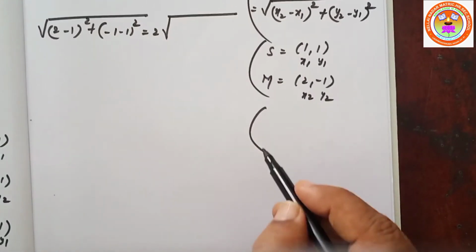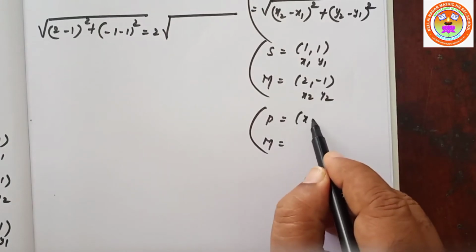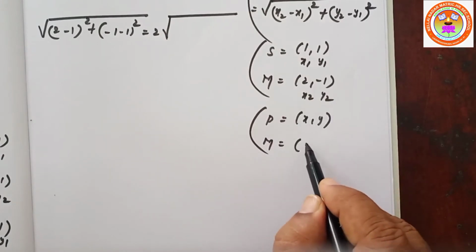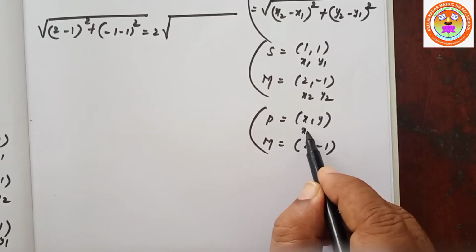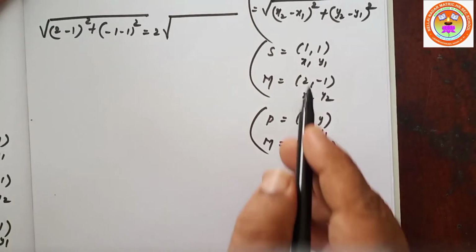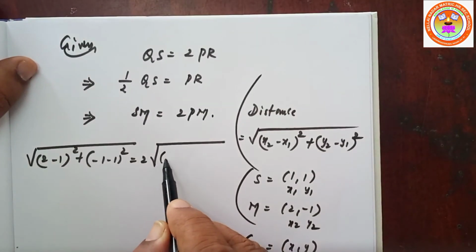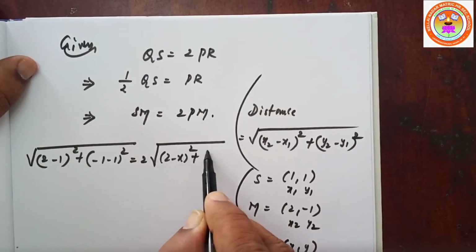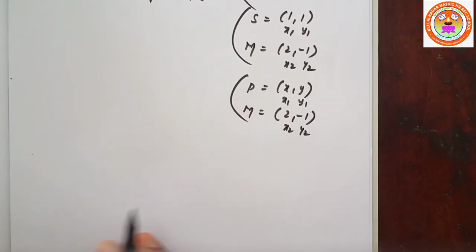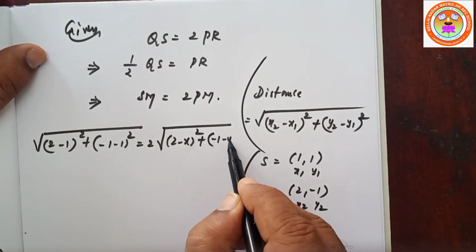Write the points P and M. P is (x, y), we have taken x comma y. M is (2, minus 1); this is x1, y1, x2, y2. Substitute in the same formula: x2 minus x1 is 2 minus x, the whole square, plus y2 minus y1, which is minus 1 minus y, the whole square.